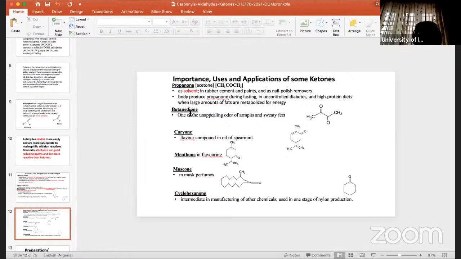Another notable ketone is this butanedione. You can see it over here. That's the structure. It's one of the unappealing odors of the armpits when you sweat.